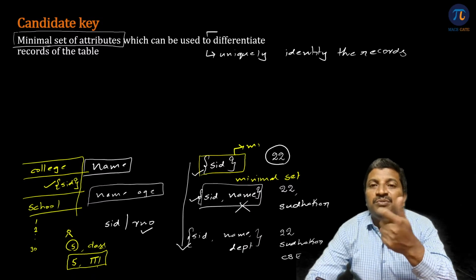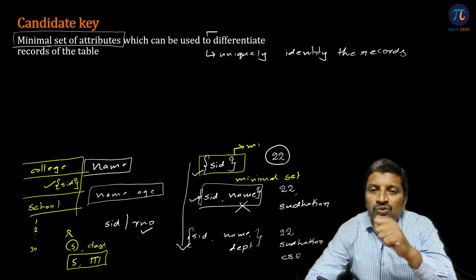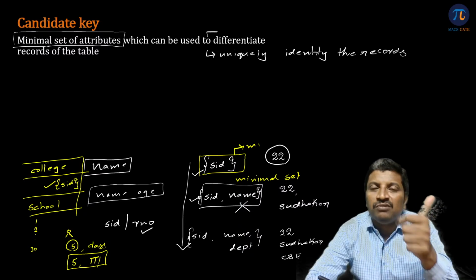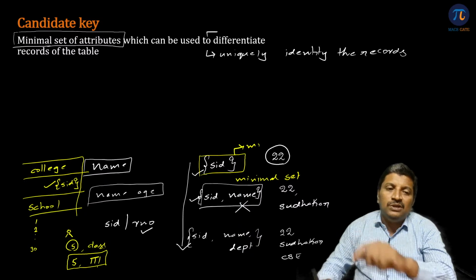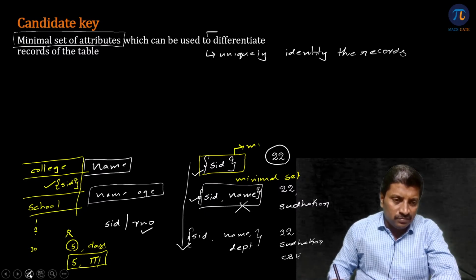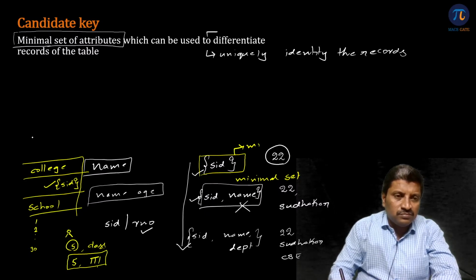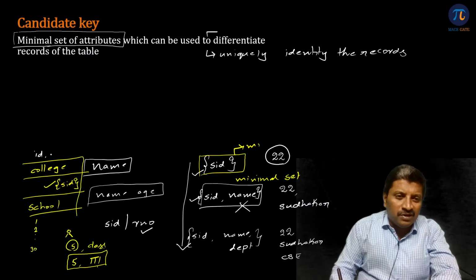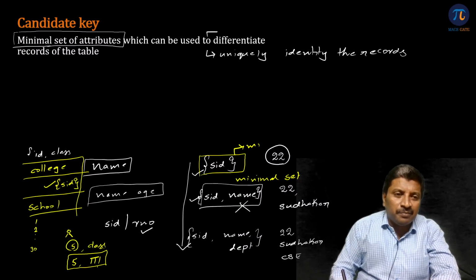In a class, there may be more than 30 students. So only with ID it is not possible. Only with the class it is not possible. So compulsorily I need ID, comma, class. These two are mandatory.